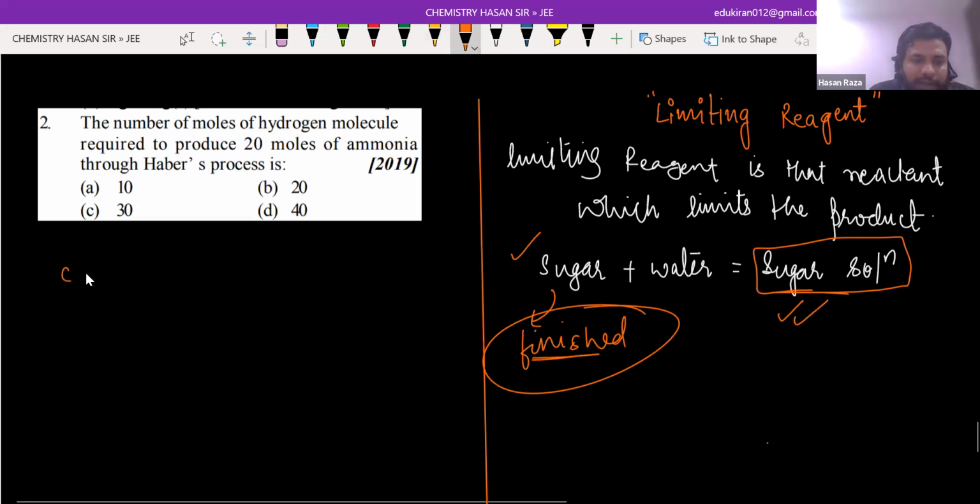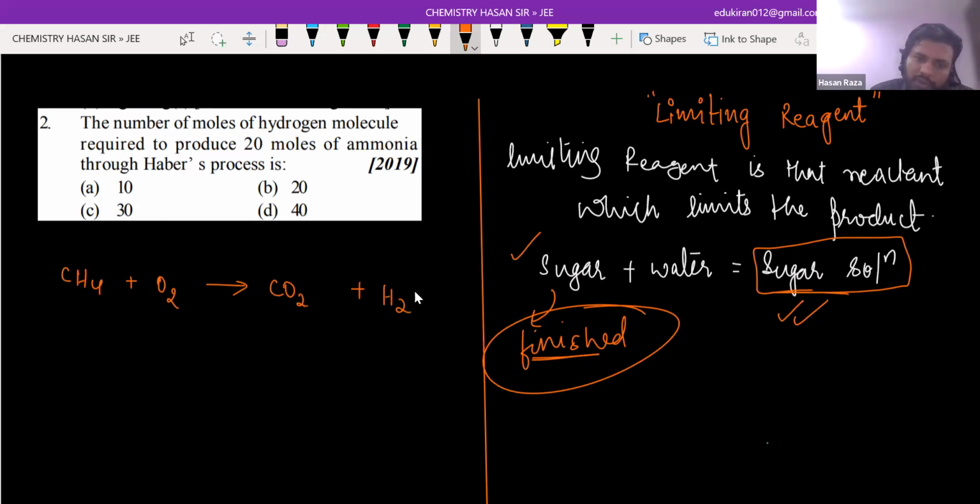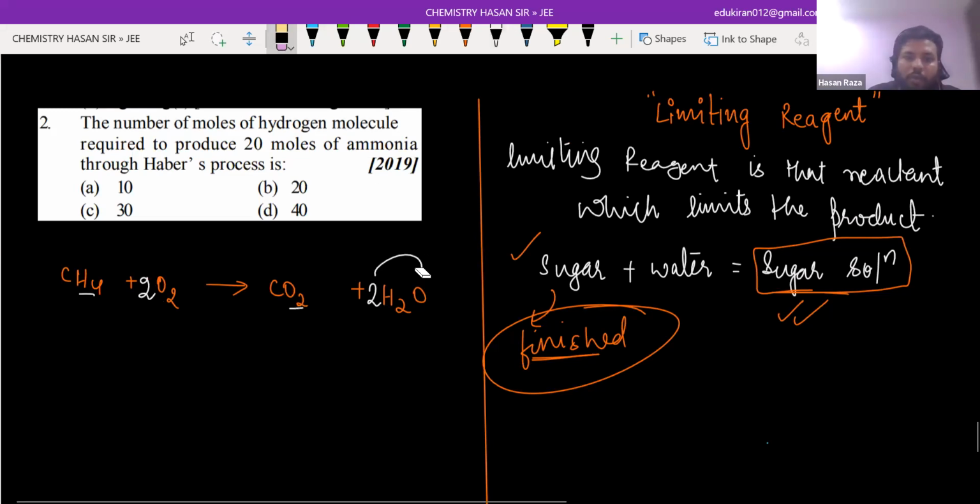First of all, let's take an example of a hydrocarbon, and if you burn it, you will get CO2 plus H2O. You should remember this reaction whenever you do combustion of a hydrocarbon: you get carbon dioxide plus water. After writing this reaction, you balance it. 4 hydrogen on the left hand side, so 4 hydrogen on the right hand side. Total oxygen on the left hand side is 2 and on the right hand side is 4. So I'm gonna multiply it by 2, and now the equation is balanced.